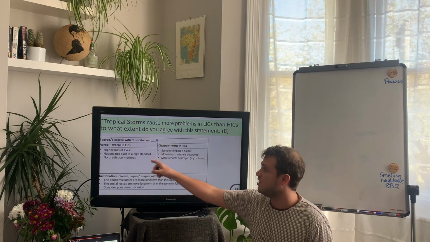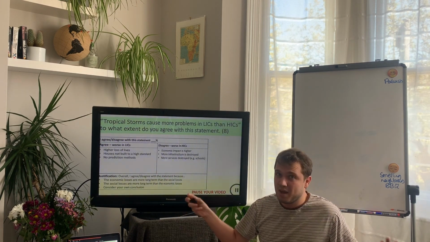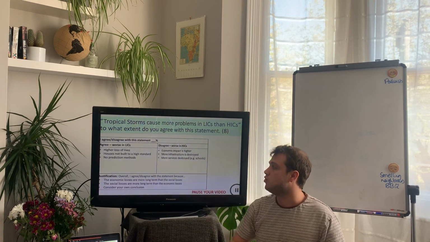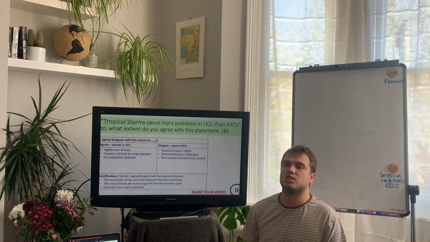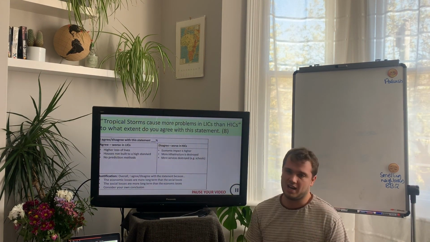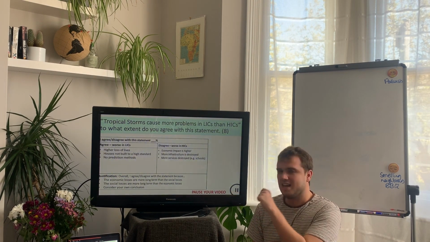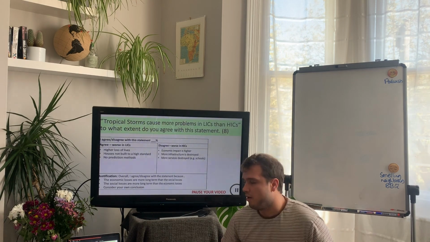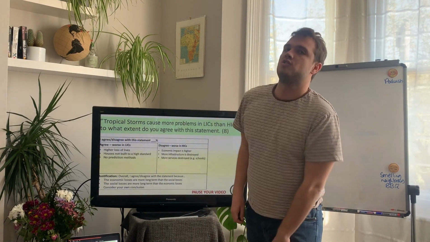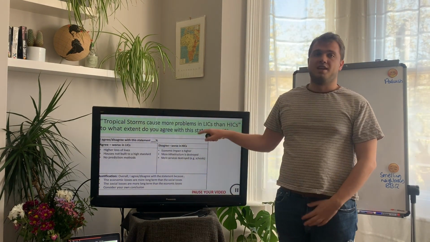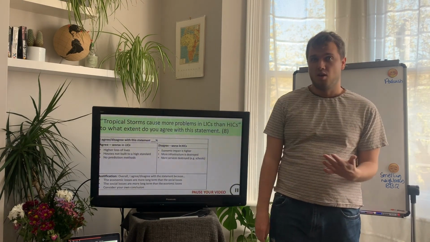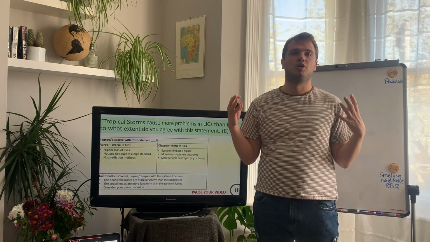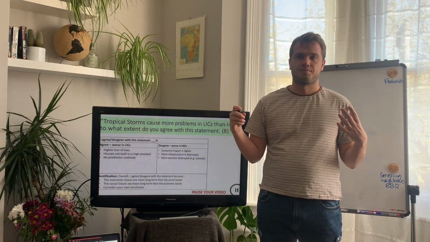Or you might say that the social losses are more long-term, depends where you stand on it, but you need to be able to explain why. So you might say the social losses are more long-term, so actually I think it's worse in LICs. You could also look at it in terms of other things, but I think economic and social is quite a good way to break this down. So what I'd like to do is, I would like you to pause the screen now, and I want you to make a copy of this in your books. I want you to have a copy of this plan so that when you are revising in Year 11, you can look back and see what a good plan looks like.